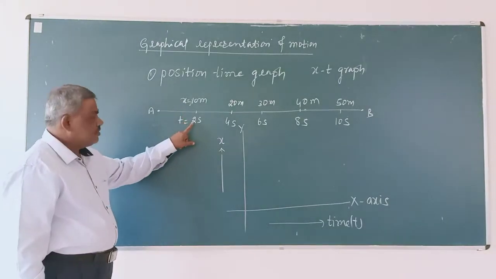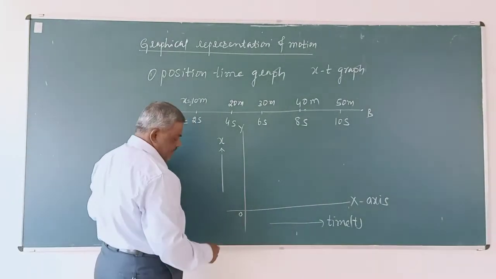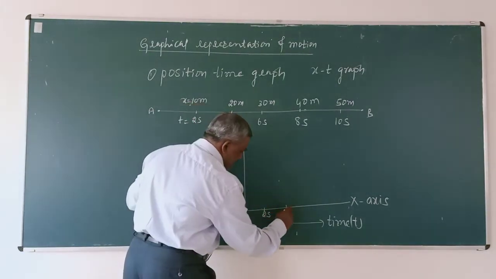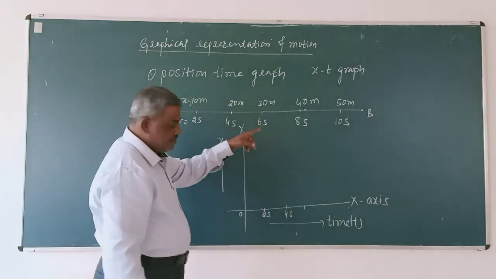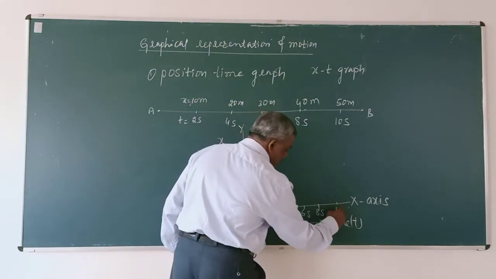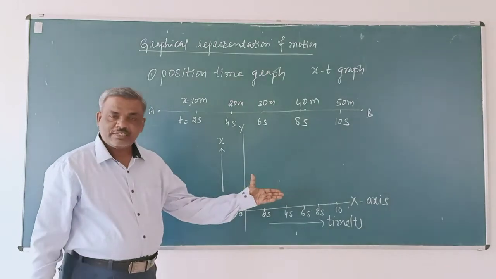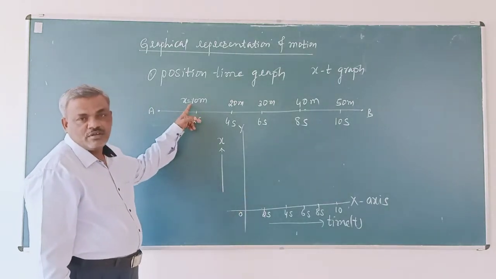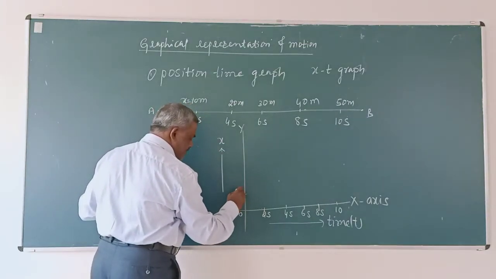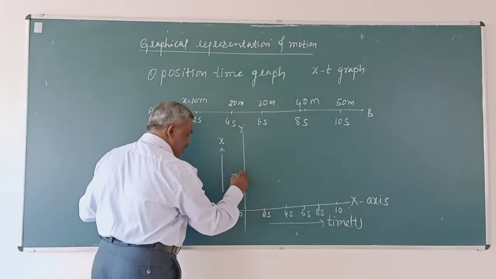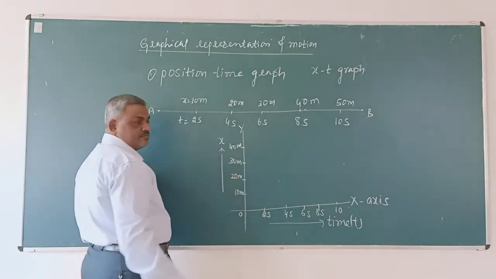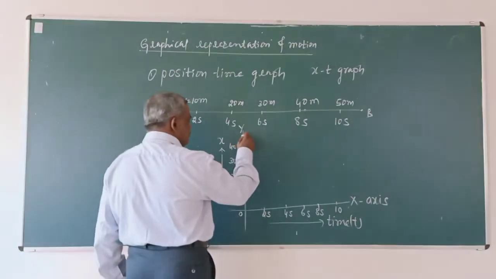Now here is the time: after 2 seconds, 4 seconds, 6 seconds, 8 seconds, 10 seconds. The time is taken along the x axis, and the position is taken along the y axis. On the y axis, x equals 10 meters here, then 20 meters, 30 meters, 40 meters, and after that 50 meters.